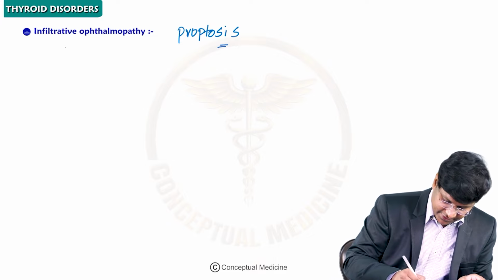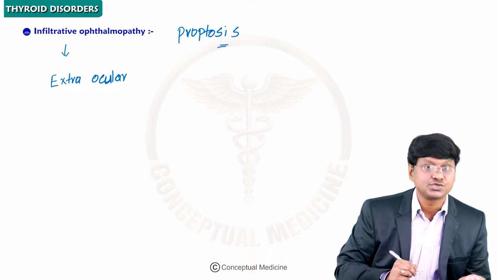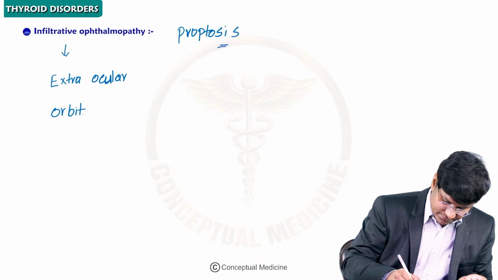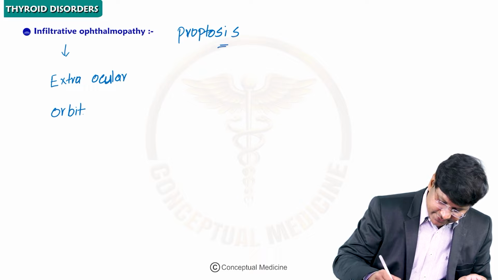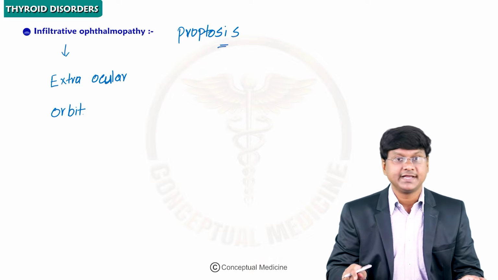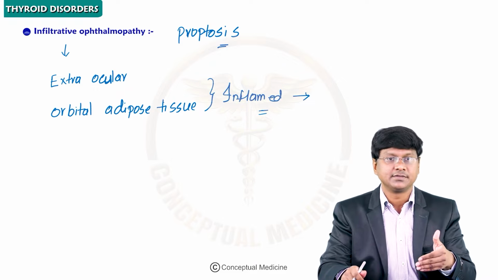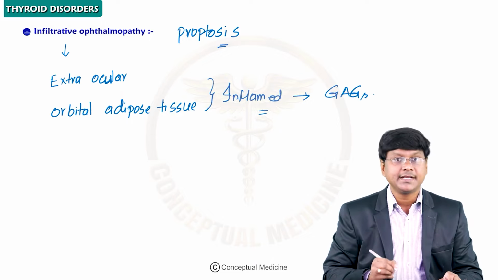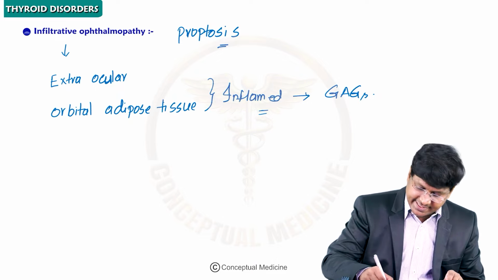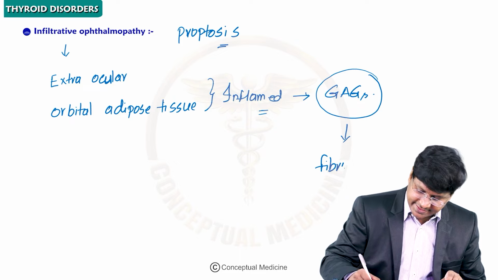Okay, so in infiltrative ophthalmopathy, extraocular and orbital adipose tissue, both of these are inflamed, right? And why are they inflamed, or why are they swollen? That is because of the accumulation of glycosaminoglycans, right? And where are these glycosaminoglycans coming from? These glycosaminoglycans are secreted by the fibroblasts, right? They are secreted by the fibroblasts.